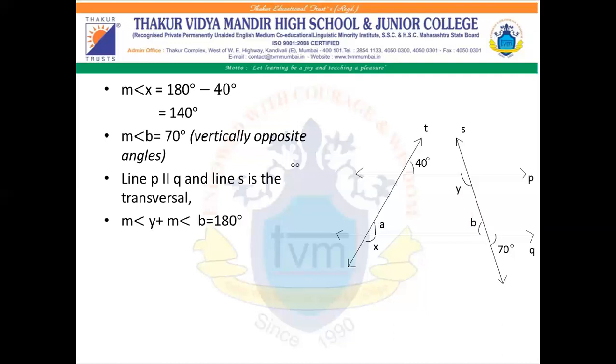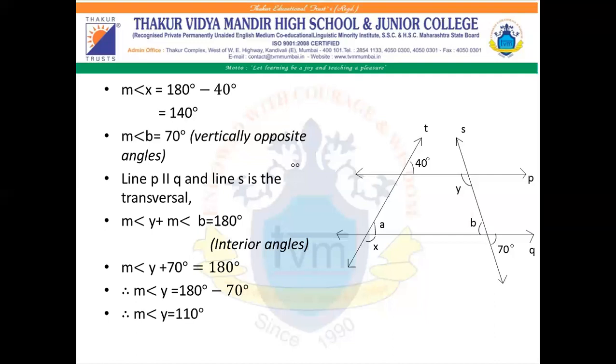Therefore, measure of angle Y plus measure of angle B is equal to 180 degree, interior angles. Measure of angle Y plus 70 degree is equal to 180 degree. Therefore, measure of angle Y is equal to 180 degree minus 70 degree. Therefore, measure of angle Y is equal to 110 degree. Answer: measure of angle X is equal to 140 degree and measure of angle Y is equal to 110 degree.